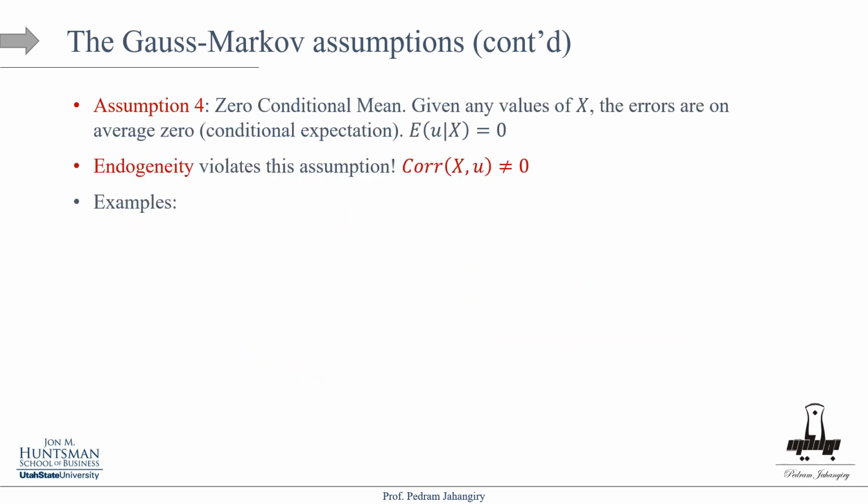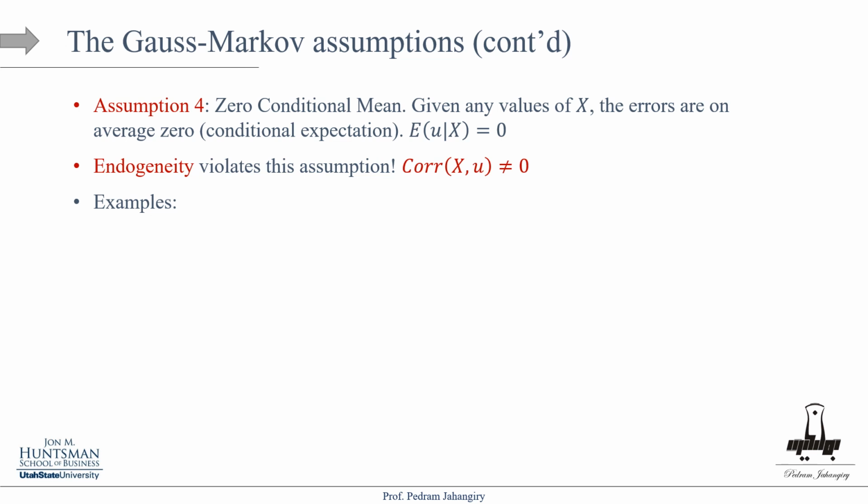All right, now let's do assumption number 4. This is usually the hardest one for students to grasp. So let me actually walk you through it and see if we can get a good understanding of it. It's called the zero conditional mean assumption. So we have to understand what a conditional expectation is, and then what we mean by the zero conditional mean assumption. In English, we say that given any value of x, the errors are on average zero.